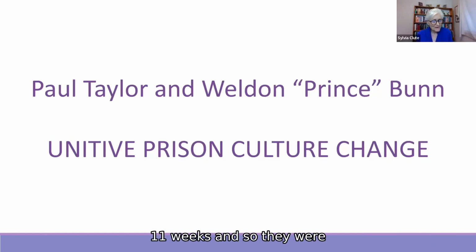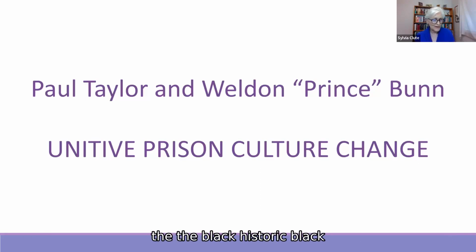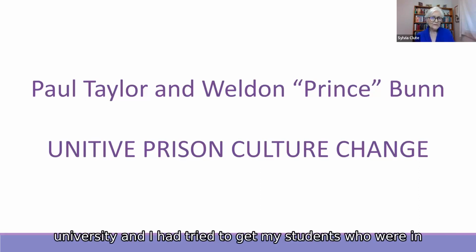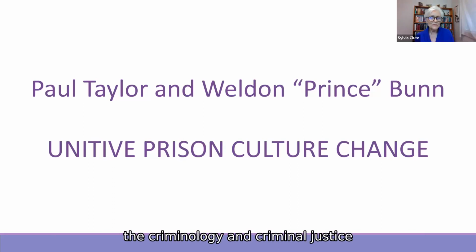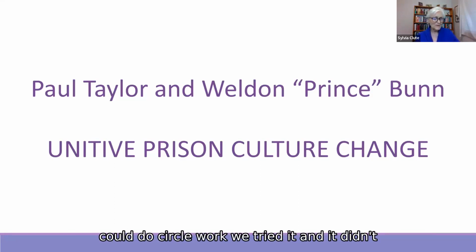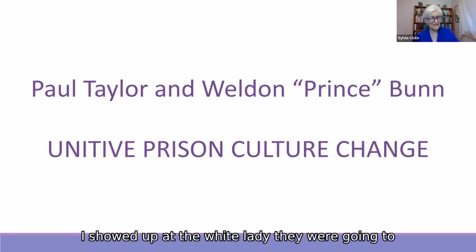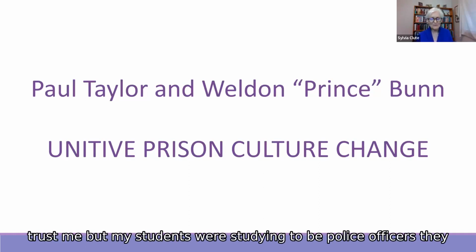And so they were doing work in the community, and I was at Virginia Union University, the historic Black university, and I had tried to get my students who were in the criminology and criminal justice department into some of the projects so that they could do circle work. We tried it and it didn't work because they didn't trust me. So we know that. I showed up as the old white lady. They were not going to trust me.